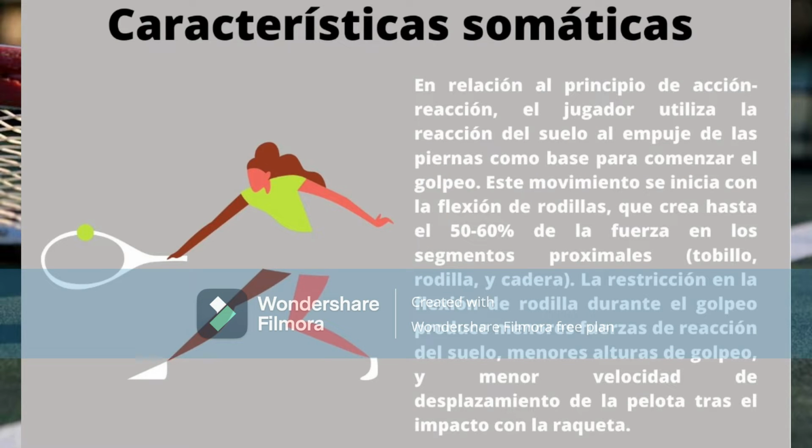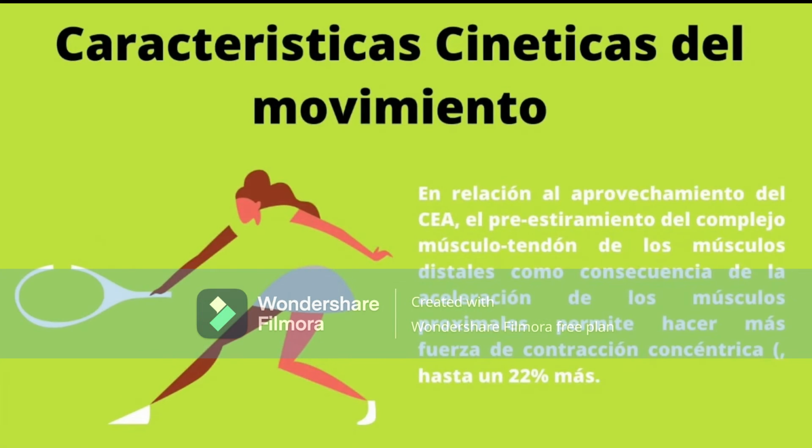The amount of linear velocity increases with distance from the axis of rotation because it travels more space in the same time. Somatic characteristics. Concerning the action-reaction principle, the player uses the reaction of the ground to the thrust of the legs as the basis for starting their hit. This movement begins with knee flexion that creates up to 50 or 60% of the force in the proximal segment: ankle, knee, and hip. Restriction in knee flexion during hitting results in lower ground reaction force, lower hitting pace, and lower ball travel speed upon impact with the racket.